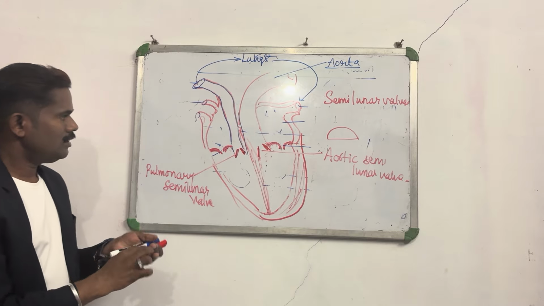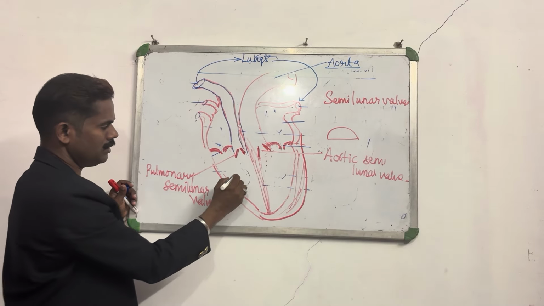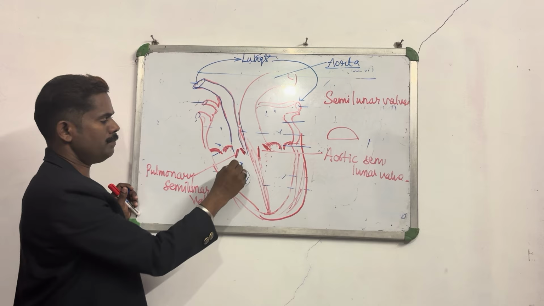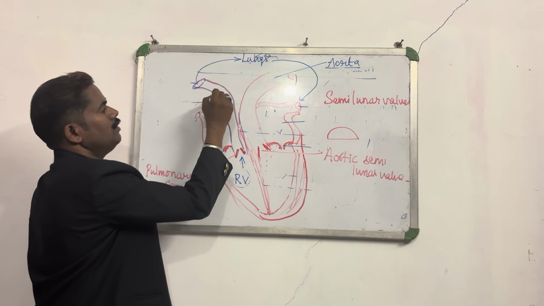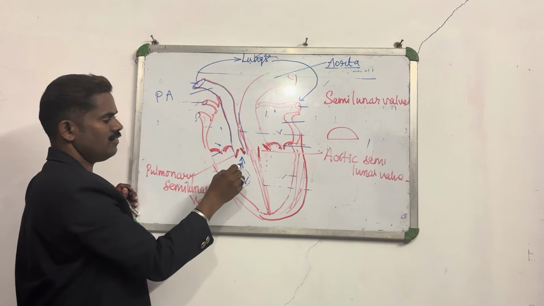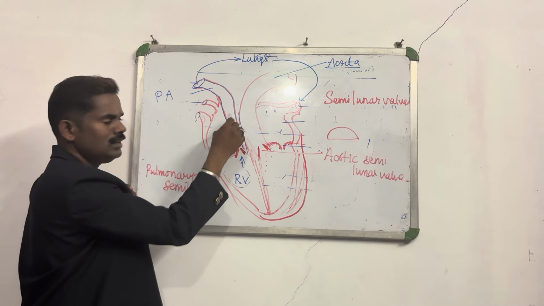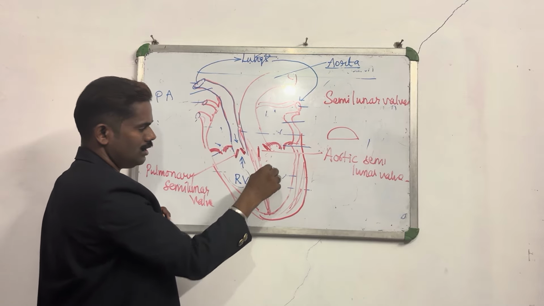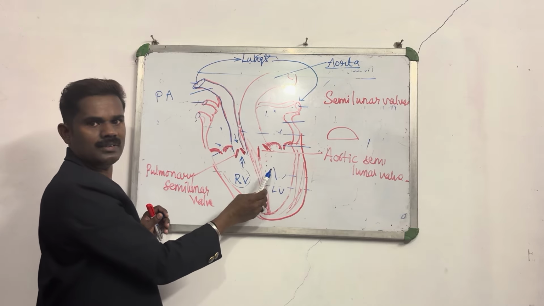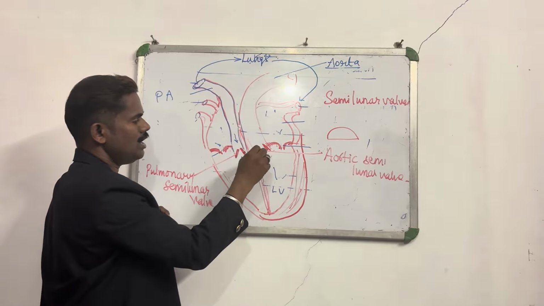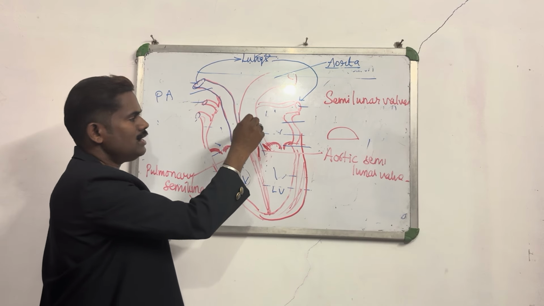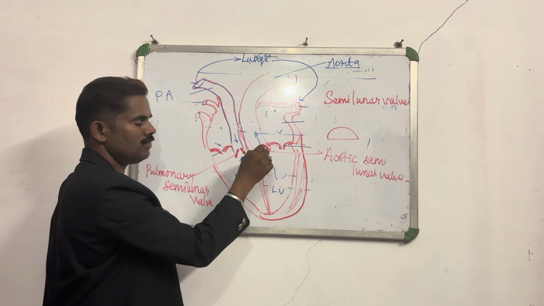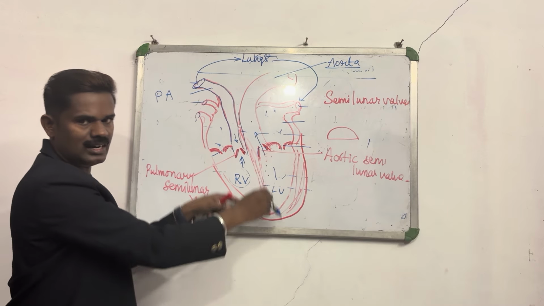So these valves prevent the backward flow of blood. Remember, this is the right ventricle. The right ventricle pumps blood to the pulmonary artery, and once the blood enters the pulmonary artery, this valve will close, so blood will not flow back. And here, left ventricle pumps oxygenated blood to aorta, and once the blood enters aorta, blood cannot come back because these valves will close. So these semilunar valves prevent the backward flow of blood to the ventricle.